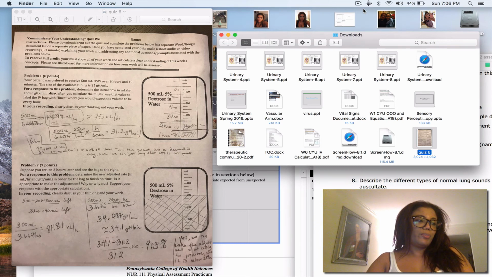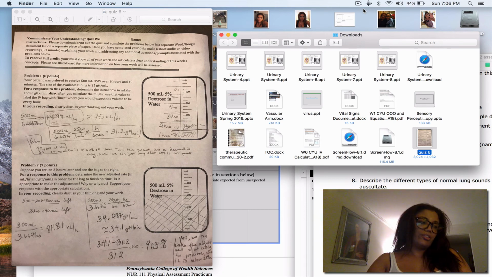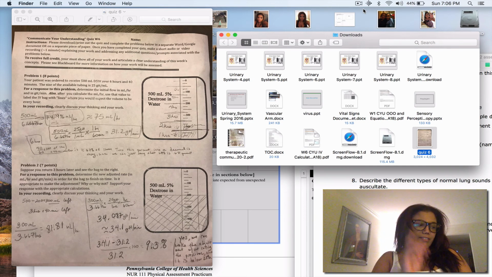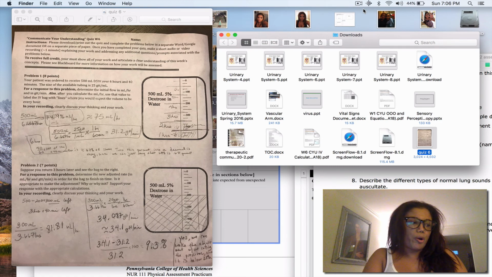For the first part of the problem, I used 500 milliliters, the D5W, and I spread that over 6.667 hours, and that rate of flow, in milliliters per hour, was 74.996 milliliters per hour. Of course, you had to throw in that 40.